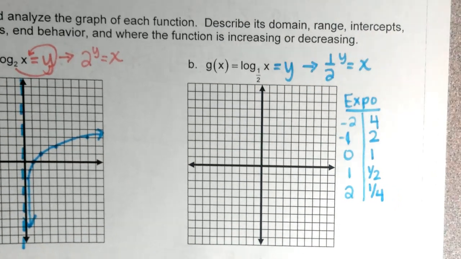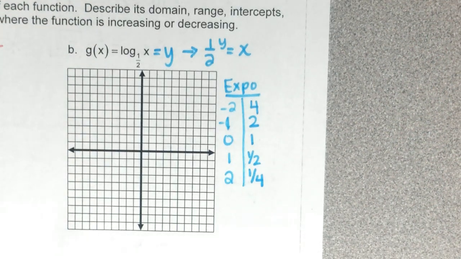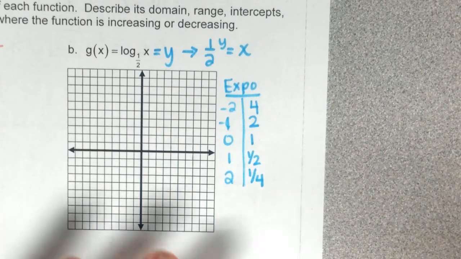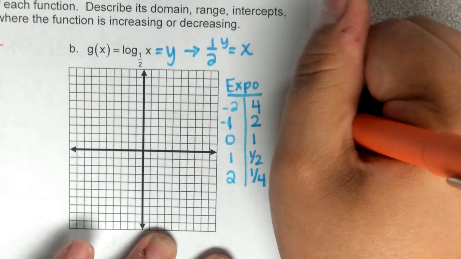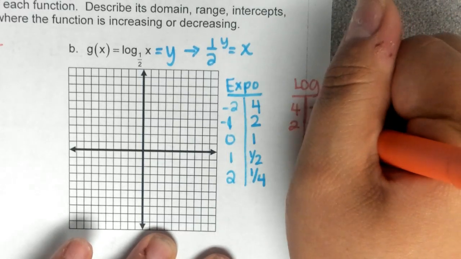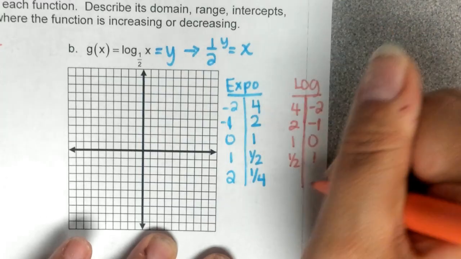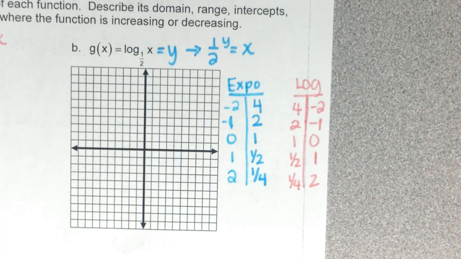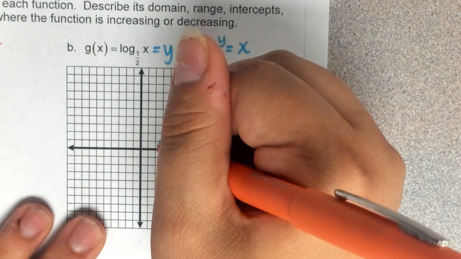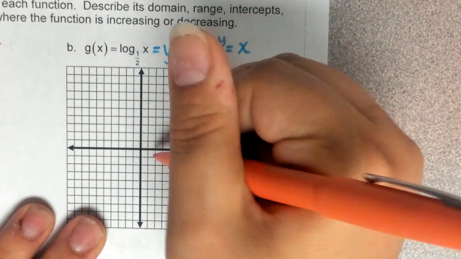Am I going to plot those? No. Right, Edwin? All right, why am I not going to plot these? You have to do the inverse. You have to switch them. And then just plot those points. 4, -2. 2, -1.